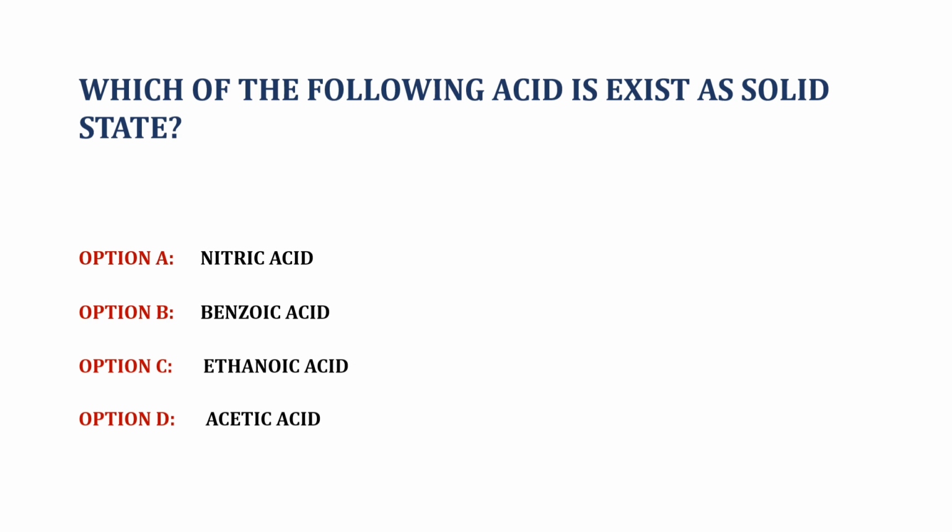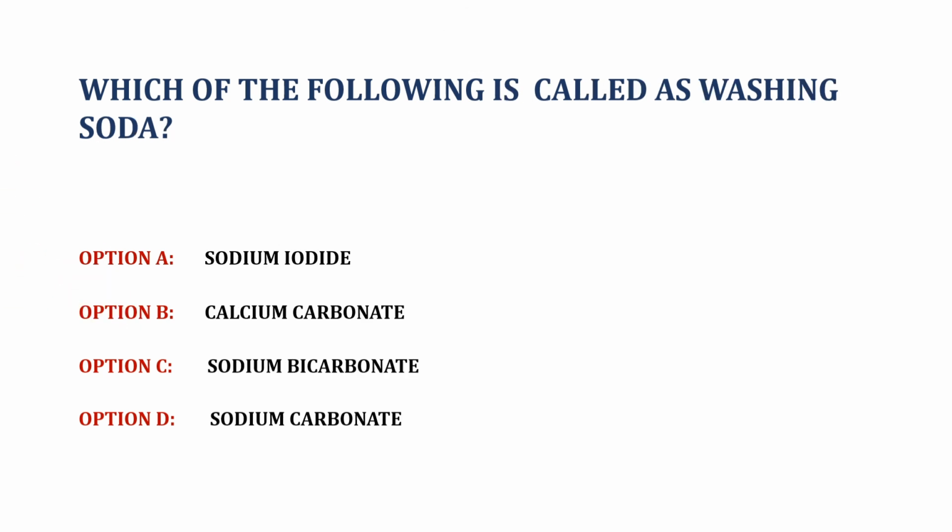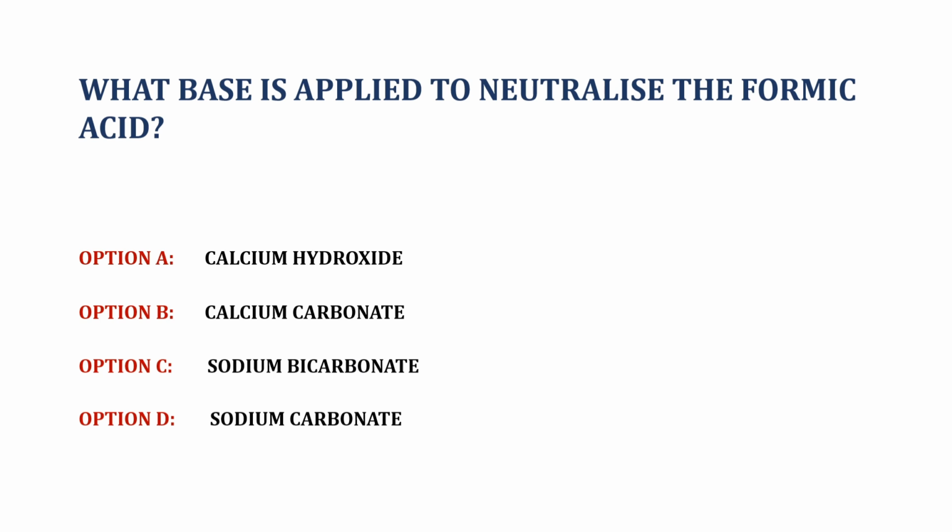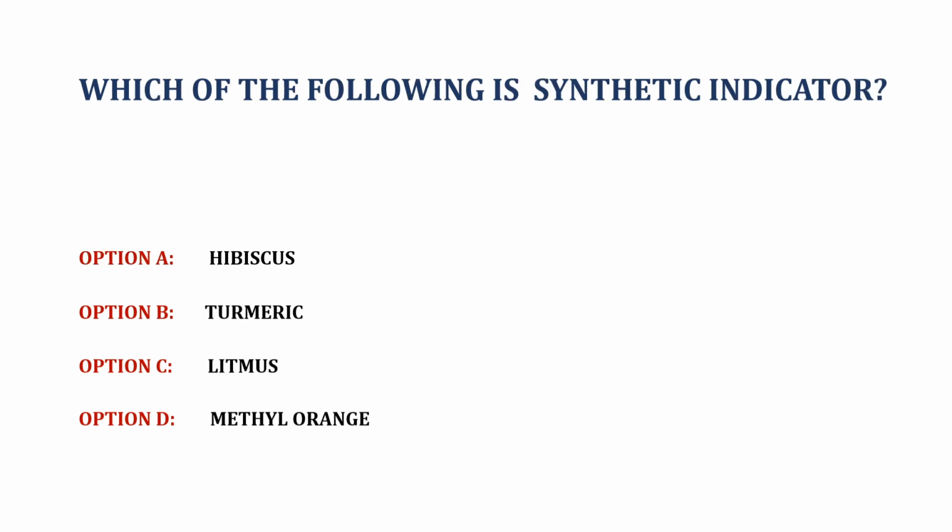Which of the following acids exists in the solid state? Option B, benzoic acid. Which of the following is called washing soda? Option D, sodium carbonate. What base is supplied to neutralize formic acid? Option A, calcium hydroxide. Which of the following is a synthetic indicator? Option D, methyl orange.